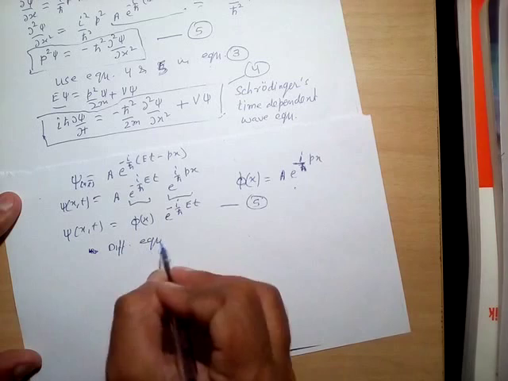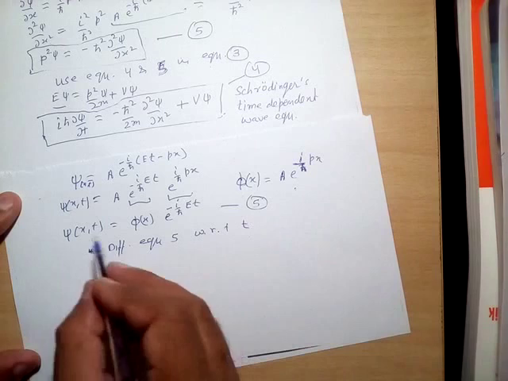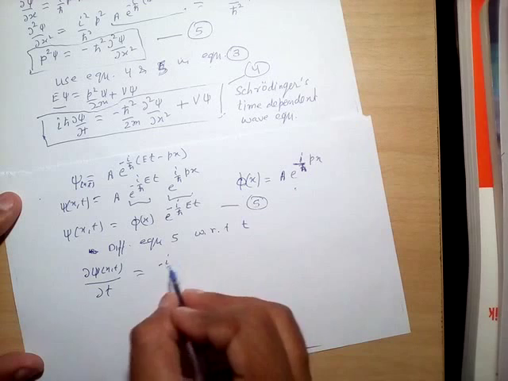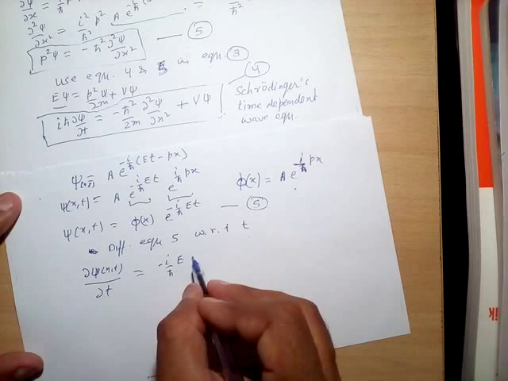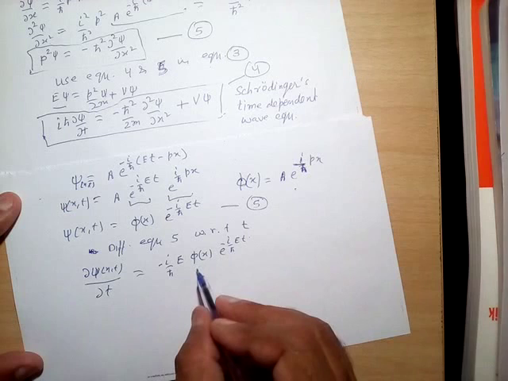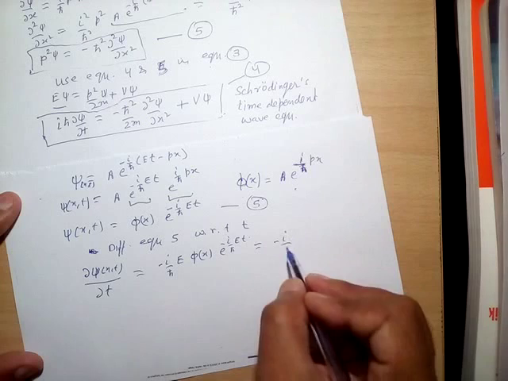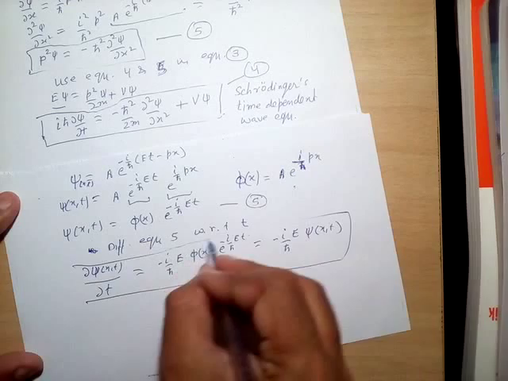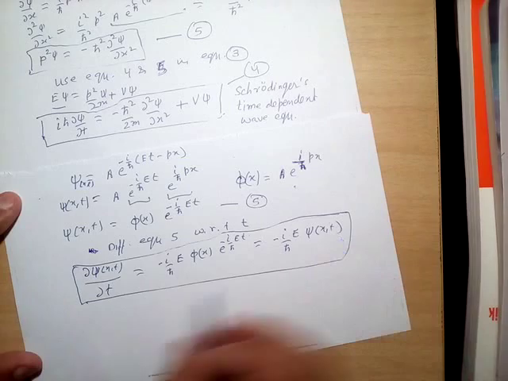Differentiating equation 5 with respect to t, the partial derivative of psi of x, t is equal to minus iota E by h cross into phi of x e to the power minus iota by h cross E t, or I can write this as minus iota E by h cross into psi of x, t. So we will get the derivative with respect to t equal to this.